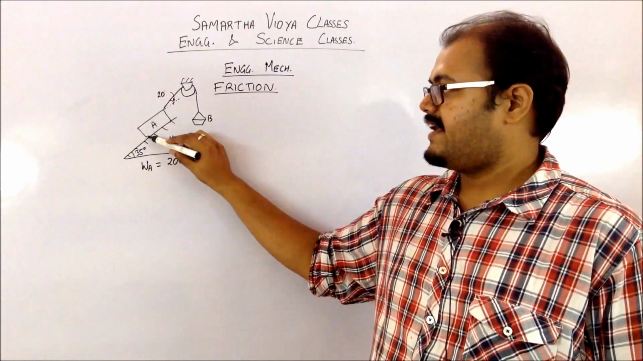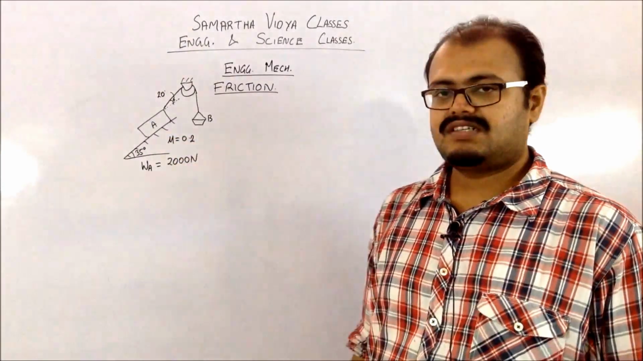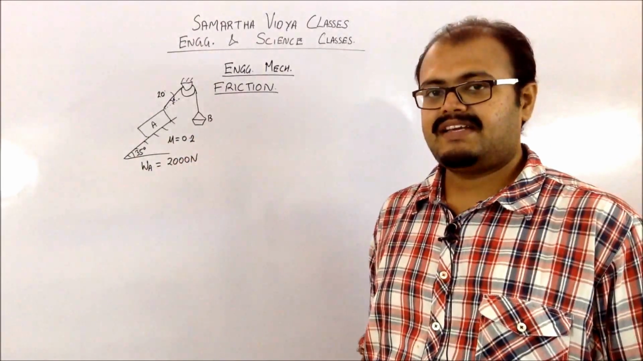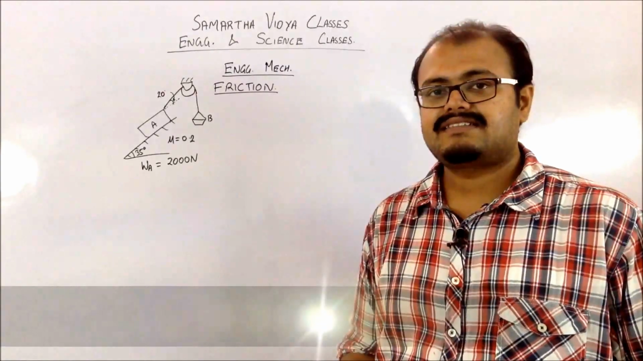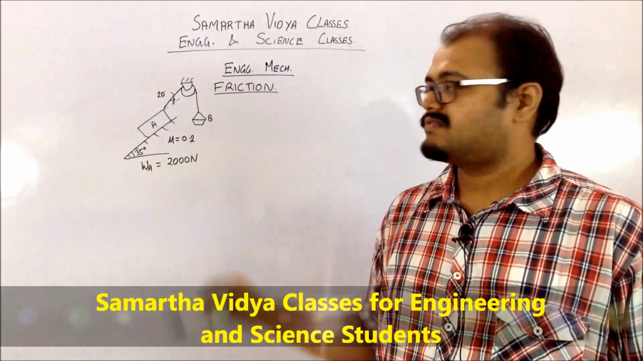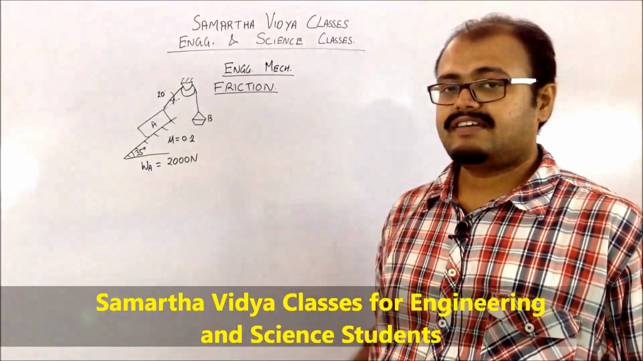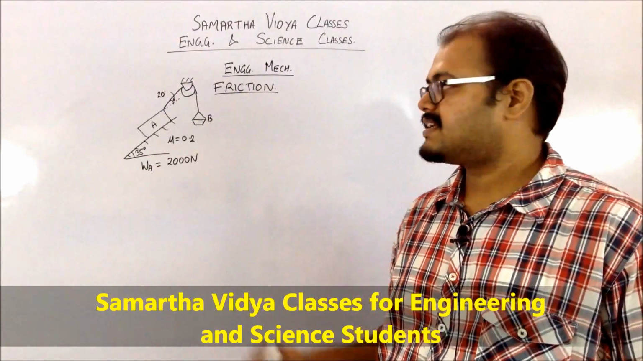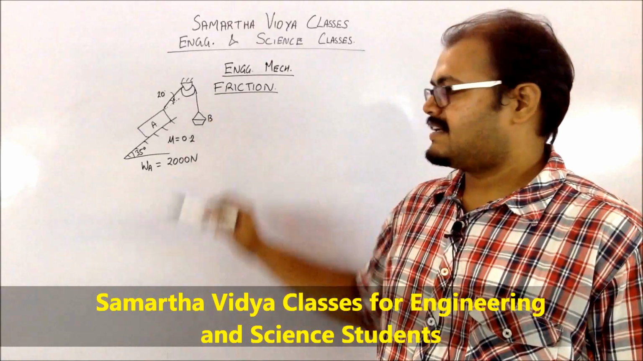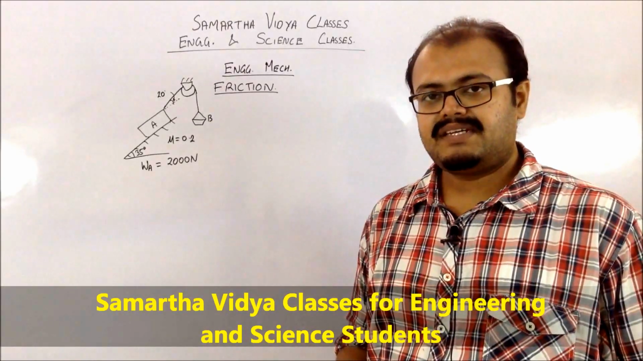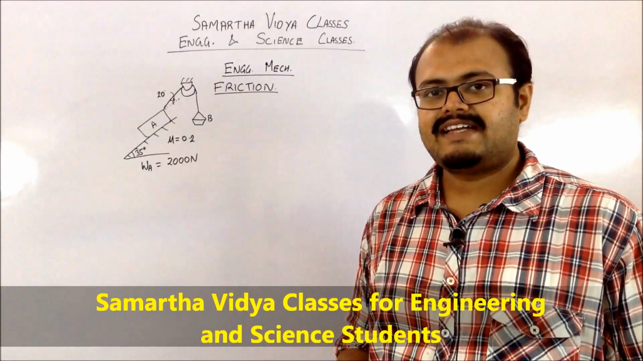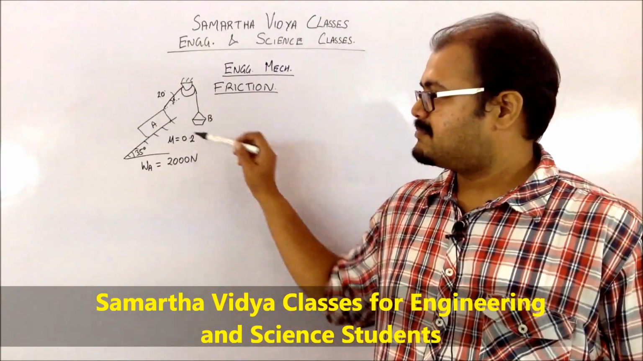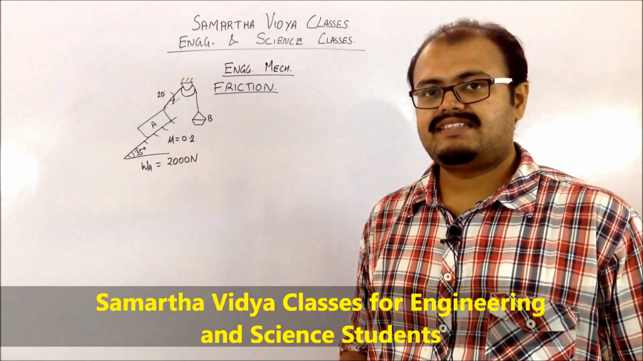I have a block A which is going to be of weight 2000 newtons. It is kept on an inclined plane of 35 degrees, and there is a wire which is being attached to it from a pulley. We are given that the pulley has negligible friction, and it is attached on the other end with a weight B. I have to find the minimum amount of weight which will be required to make this block A just move.